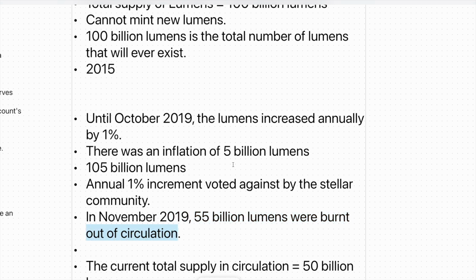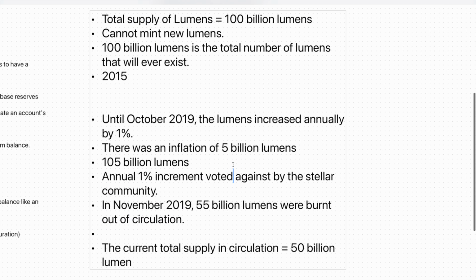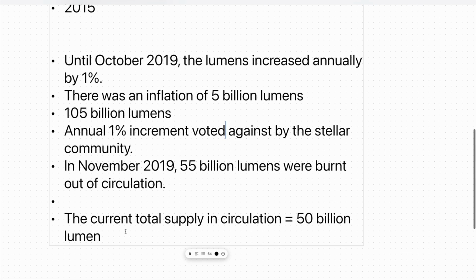So removing 55 billion lumens from the 105 billion out of circulation means the current total supply in circulation is now 50 billion lumens. So in case you hear things like, oh, there were 100 billion lumens in circulation, now you understand how it came from 100 billion to 50 billion. There was inflation because of the annual increments, then it was reduced; it was voted against by the community.